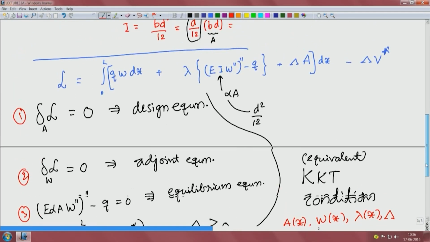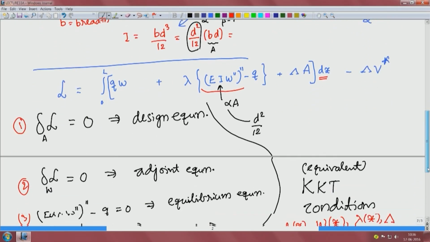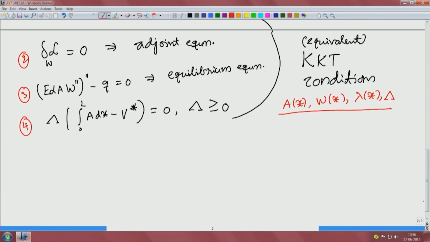Now, let us look at the equation again. The Lagrangian is given here. This dx is extra because we already have the dx over there. So, qw plus all this Lagrangian, let us write the design equation. Before that, we need to expand this term. Okay. Let me do that. We are now solving in detail.